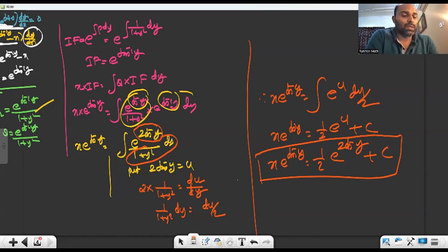Yeah, general solution only asked. I think same thing only we got. There is no x value and y value. Is the required general solution.